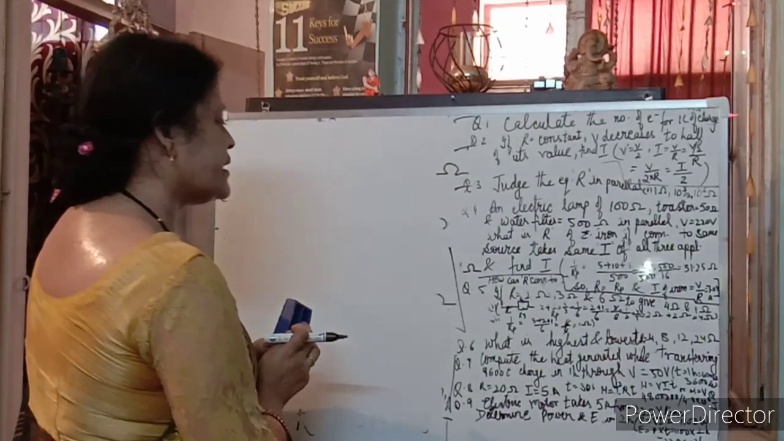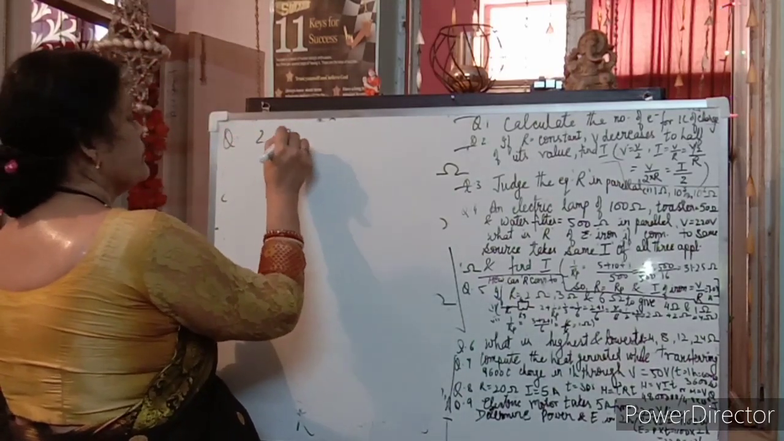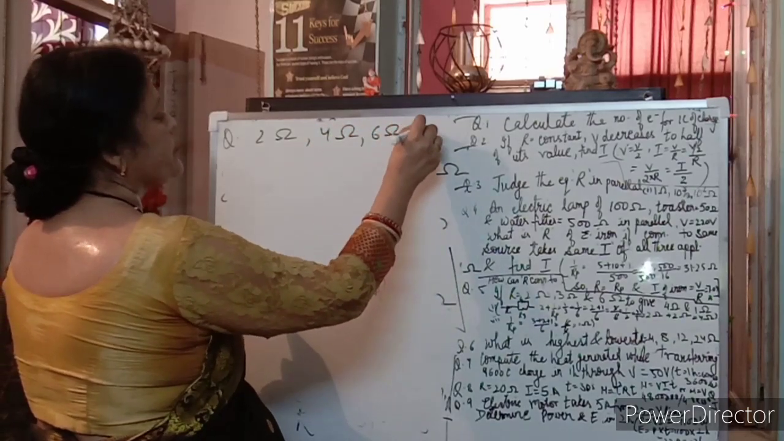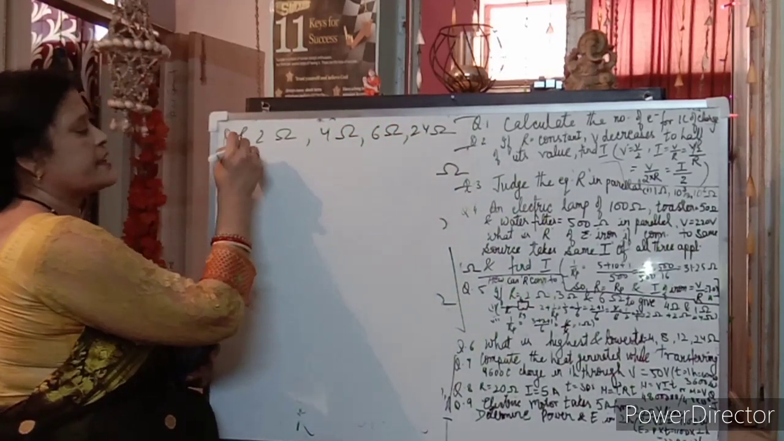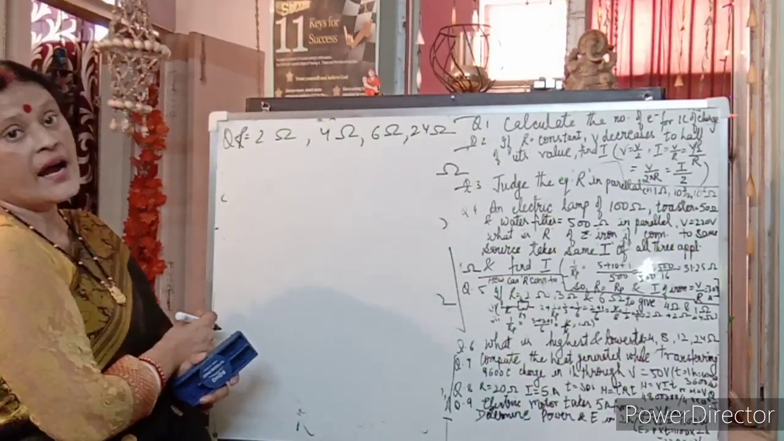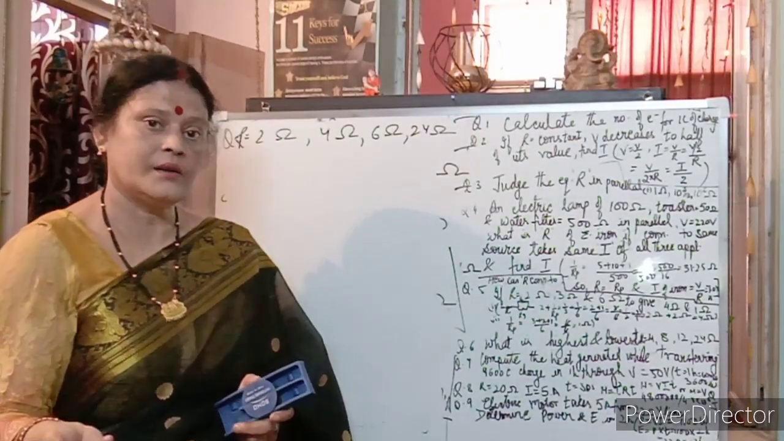Suppose, how can the resistances be connected? The question gives 2 ohm, 4 ohm, 6 ohm and 24 ohm. Four resistances have been given. Find the lowest value and the highest value of resistance. Now, the lowest value is in parallel only.